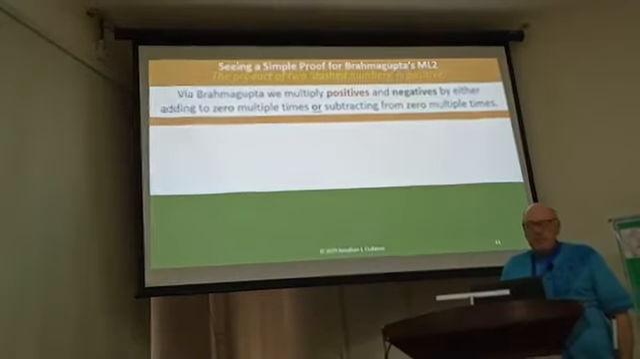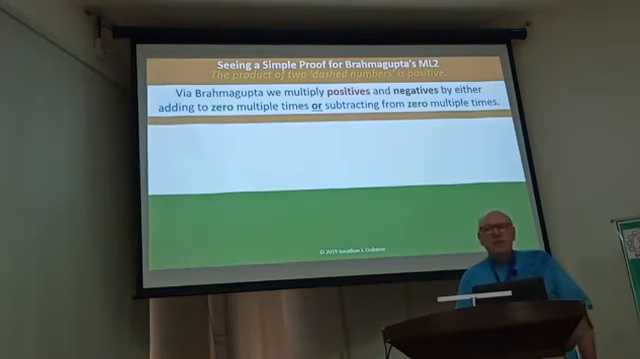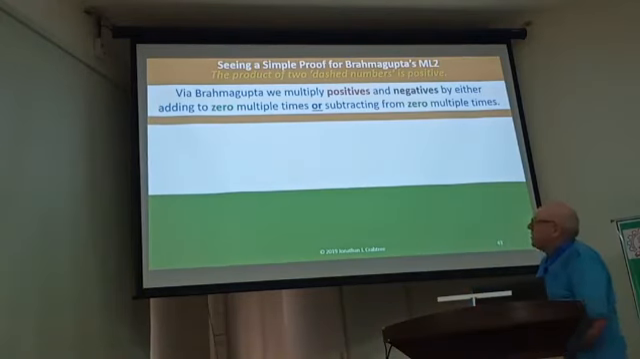So, let's see a simple proof for Brahmagupta's multiplication law number 2. The product of two dashed numbers is positive. Now that's an interesting choice of words. I say dashed numbers because we say negative into negative, or we say minus into minus. Both of those statements have incorrect grammar. So, let me explain.